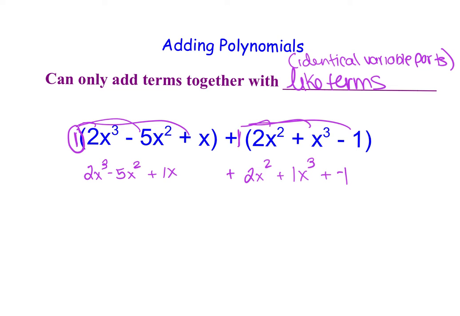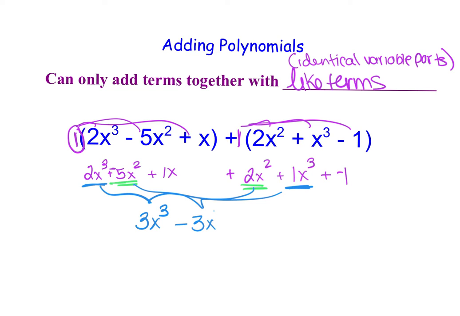What we're looking for from here is identical variable parts. When I look at this, this one has an x cubed and this one has an x cubed. So when we are adding together polynomials, we're going to combine like terms. Here we have 2x cubed and 1x cubed, for a total of 2 plus 1, 3x cubed. Then I have negative 5x squared and 2x squared. If you're nervous about making a mistake, this is where keep, change can be your friend. We have negative 5x squared and a positive 2x squared. Those combine to be a negative 3x squared.